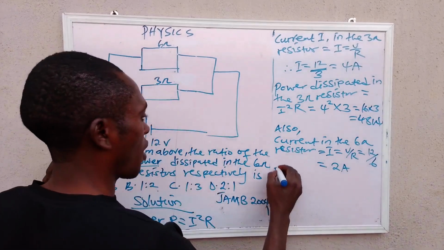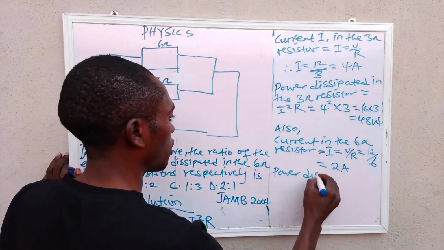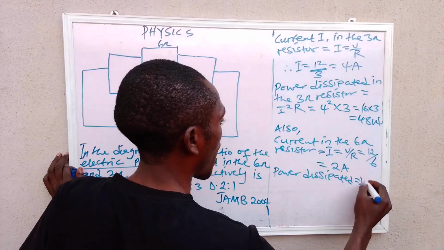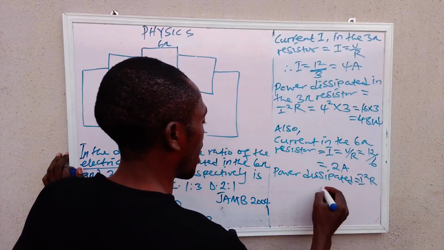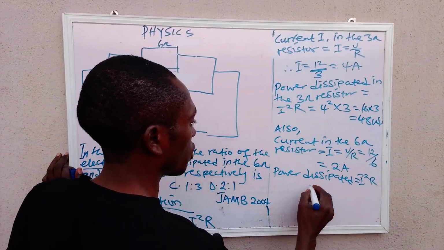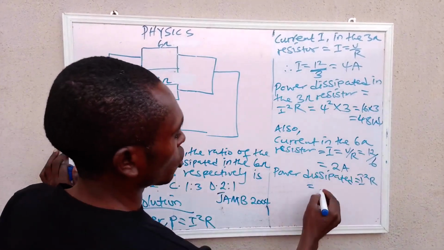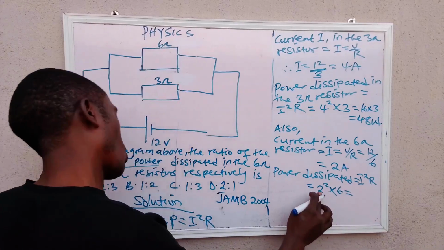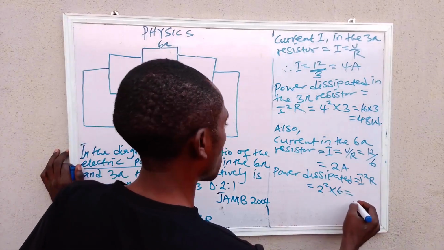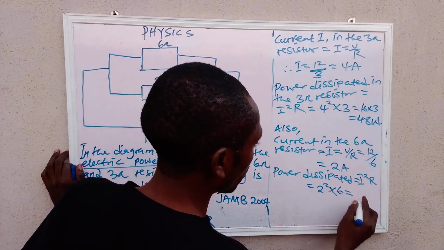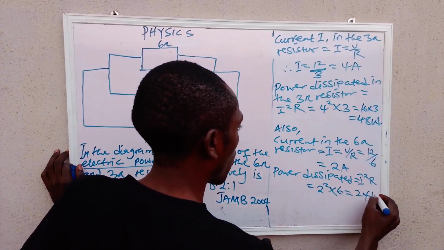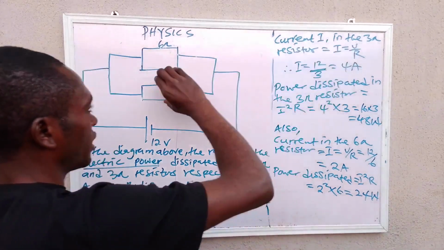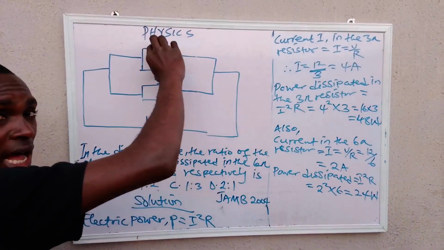So we have the power. The power dissipated is going to be equal to I squared R. We have our 2 here, 2 squared times 6. 2 squared is 4, and 4 times 6 is 24, so we have 24 watts. So we calculated the current here and the power here, the current here and the power here.